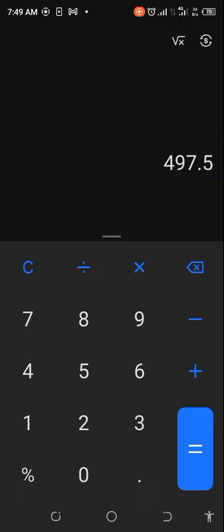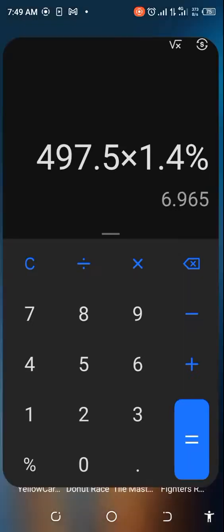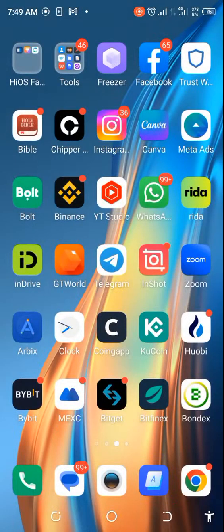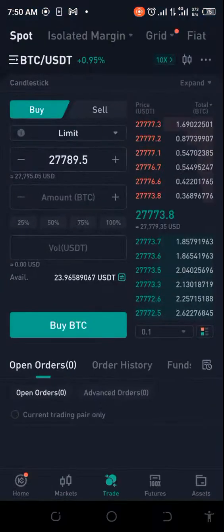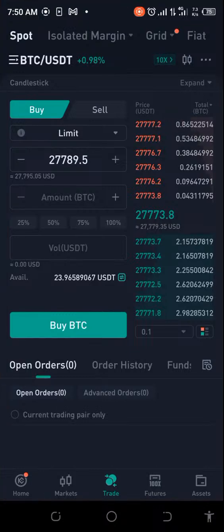So let's assume that what is left is $497.5. Let's multiply 1.4%. We'll make like about $7 on a $500 capital. So that's what I'm trying to bring out to you now. Of course, I'm intentionally showing you this with a smaller capital so that if we can make profit with this amount, obviously making profit with a bigger amount is guaranteed.